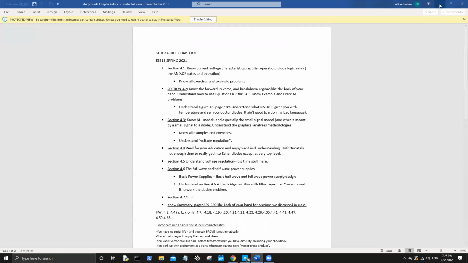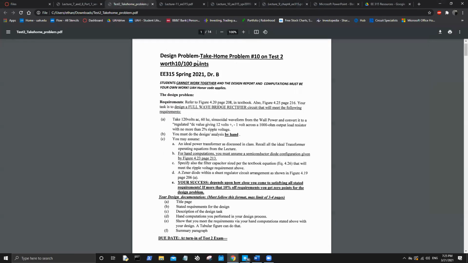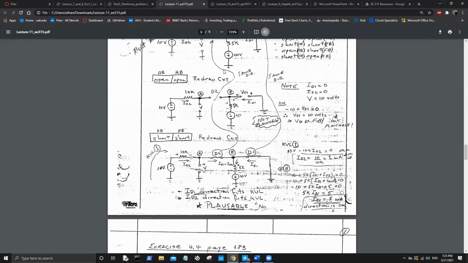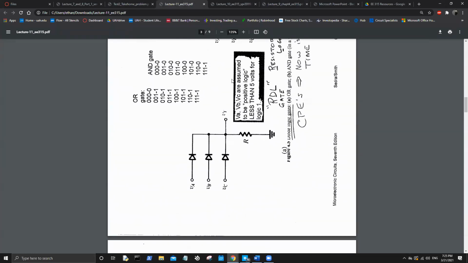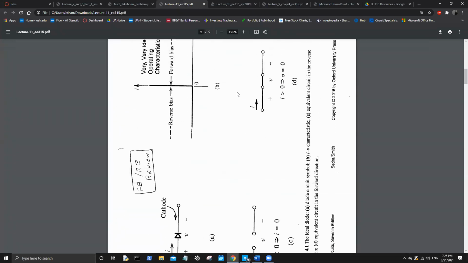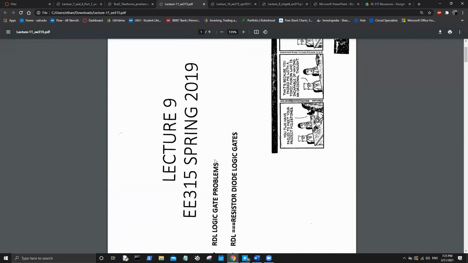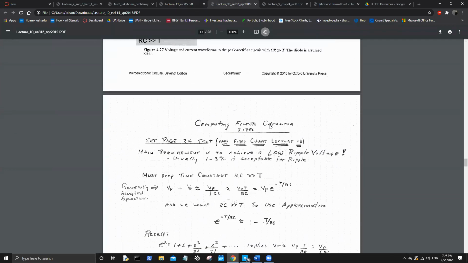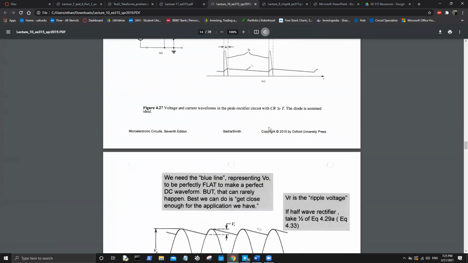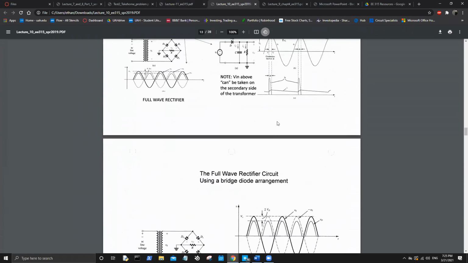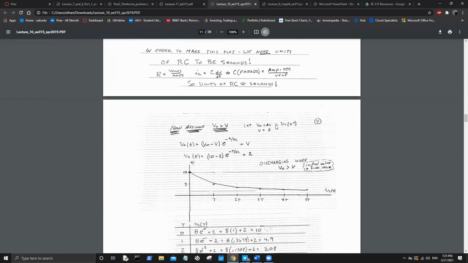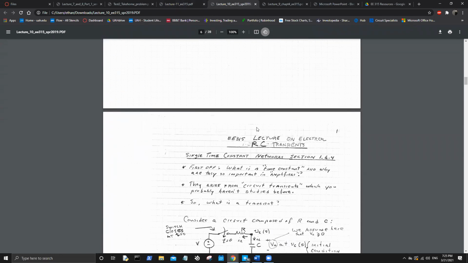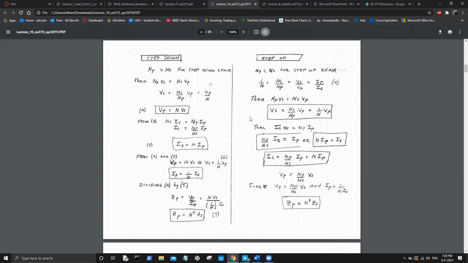So that's that. Maybe we could go back and look real quick if he has anything on the power supplies. This is the take-home problem. What does he have? Is there anything? Oh boy, it's all sideways. This is RDL logic. This is the Zener, I think. Actually, wait, here's his power supply stuff, and his half wave, full wave. I think he only really touched on ripple voltage in class, which is something you need to know for that design question.